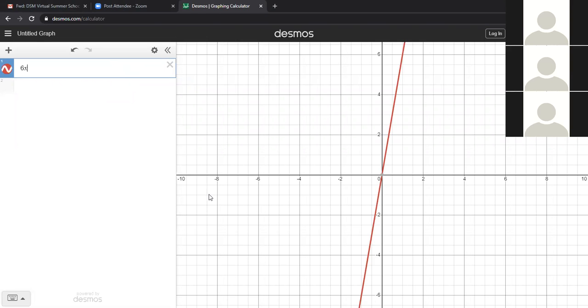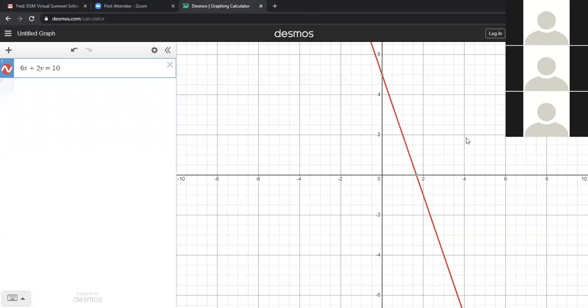So we're given 6x plus 2y equals 10. So this is the graph that we're given. This is a point, what is it? 1, 2. Okay, so we're given all these points and they're in a line.